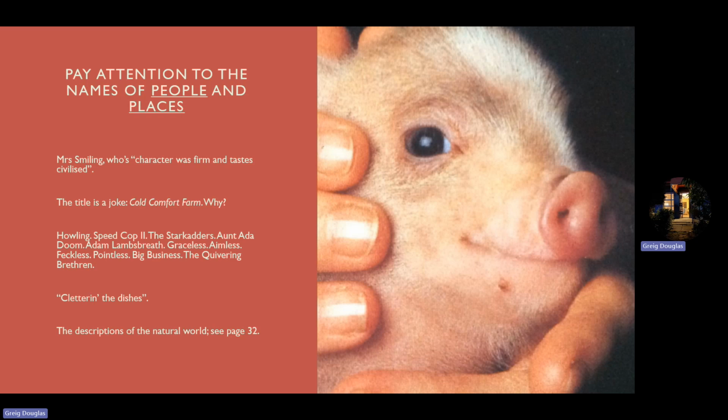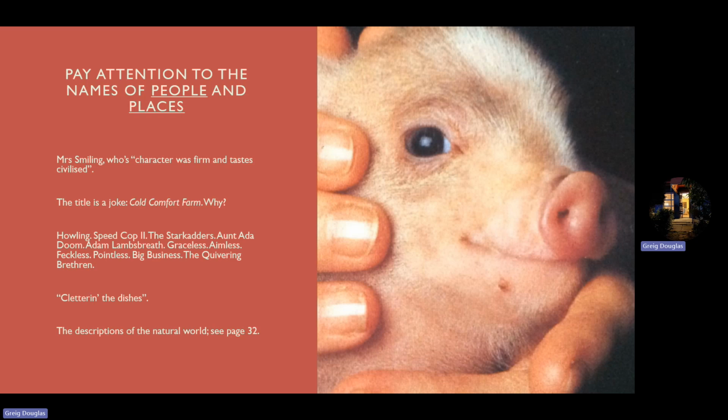So the characters live on a farm called Cold Comfort. It's a horrible place to be. By the end of the story, they all realize that it's actually not a horrible place to be, because Flora Post and Gibbons have corrected their vision of it. But all these other things, like Howling Speed Cop 2, which is the name of a car. The farmers are the Stark Adders, which is a very visceral, harsh, hard name. Aunt Ada Doom, Adam Lambsbreath.